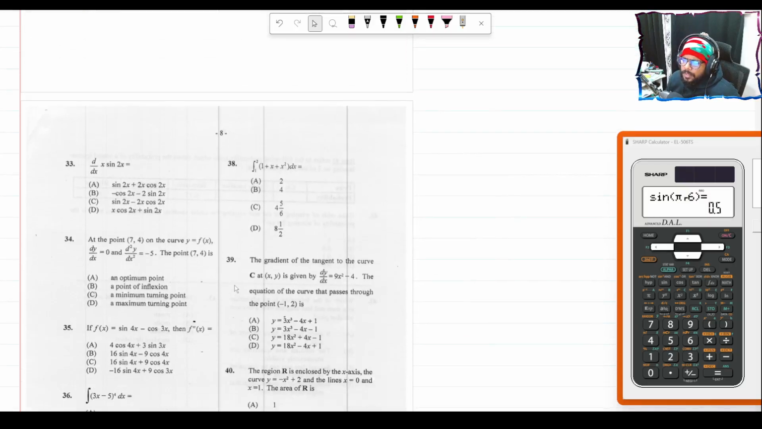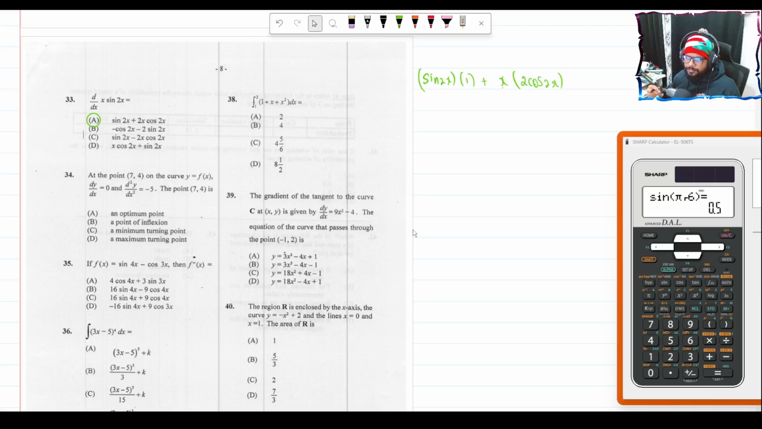33. We have a little product rule. So V multiplied by du dx plus U multiplied by dv dx. So we get sine 2x plus 2x cos 2x. The answer is A. If you don't know your product rule, something is wrong. You're not supposed to be doing maths.